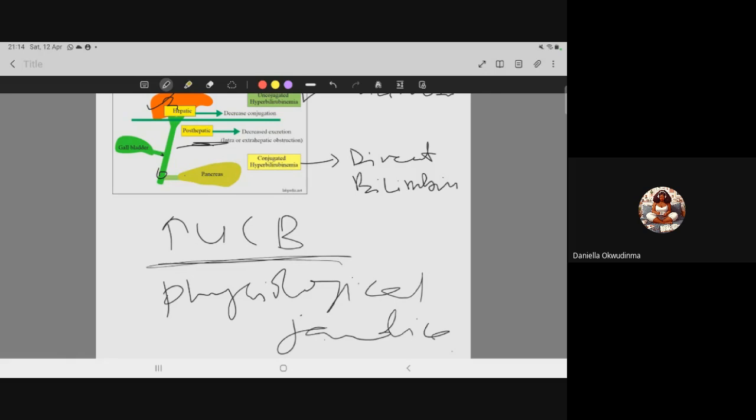So there is a classic presentation. Whenever they give you conjugated bilirubin, they will describe it as pale stools and colored urine. They will always describe it like this. Whenever you see these words, close your eyes and go with your conjugated bilirubinemia causes. Okay, this is the first point.